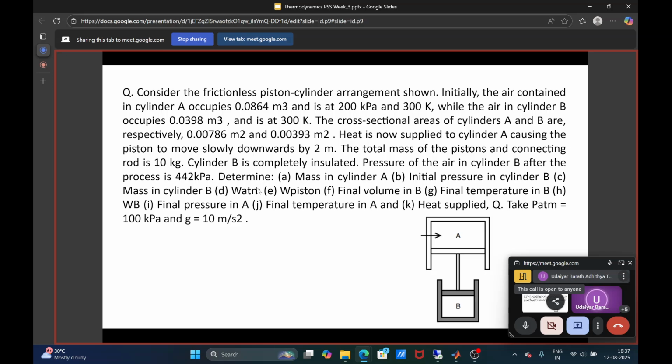So you need to be careful on sign there. So P delta V will give you the atmospheric work, and then the piston work is the change in potential energy, so mg into delta H, which is 2 meter, which is negative. To find out the final volume in B, we just take the initial volume minus the volume displaced, that is area into the length which the piston displaced down. So that gives you the final volume in B, and similarly you can find out the final volume in cylinder A.